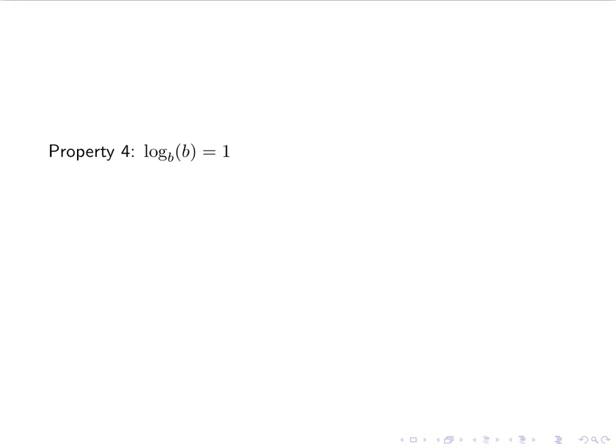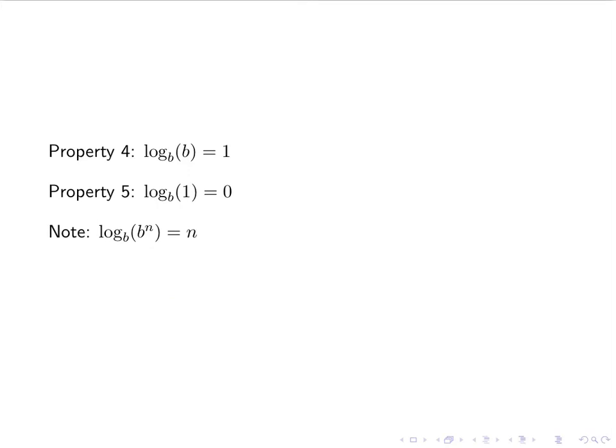Property 4 is that log base b of b equals 1. So if the argument is the base, then it's equal to 1, and that's because b to the 1 equals b. Property 5 is that log base b of 1 equals 0, no matter what b is. Again, this comes from the fact that b to the 0 is always 1.